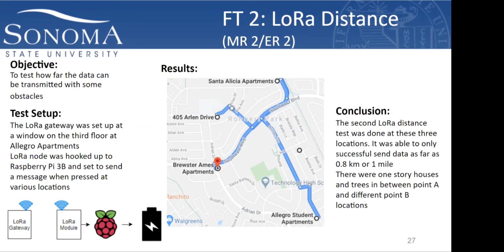The second test was extended out to the 3 locations that are in that map right there. It was able to successfully transmit data as far as 0.8 kilometers or 1 mile. And the obstacles that we encountered were some trees and 1-story houses. Next slide, please.